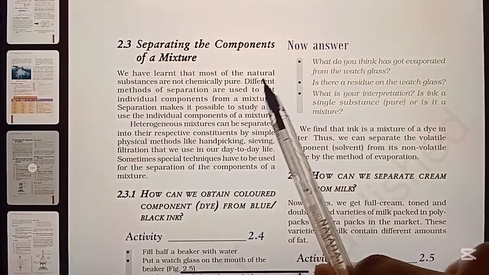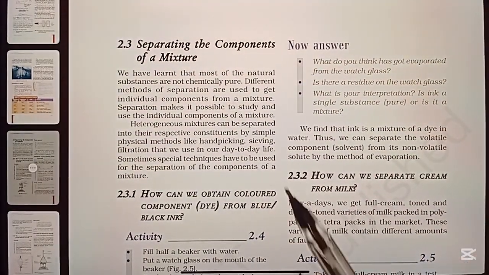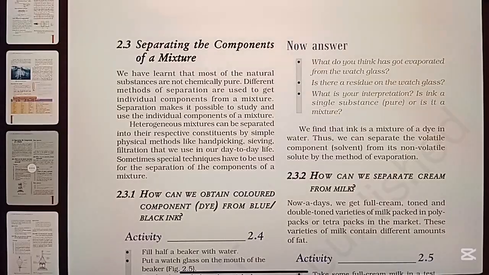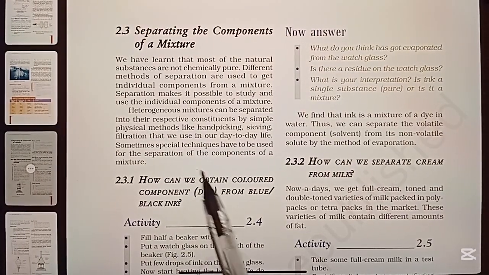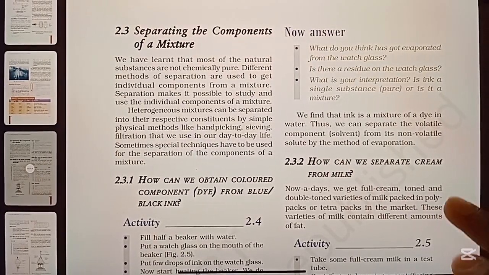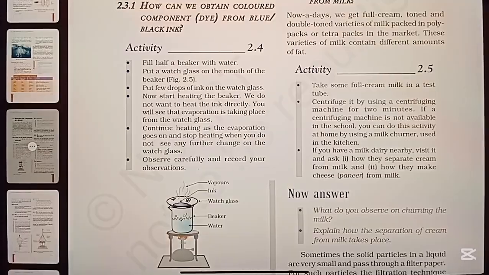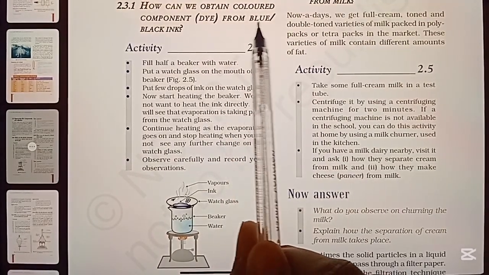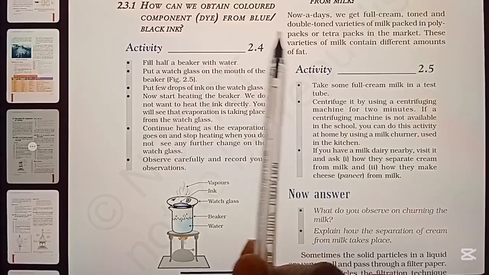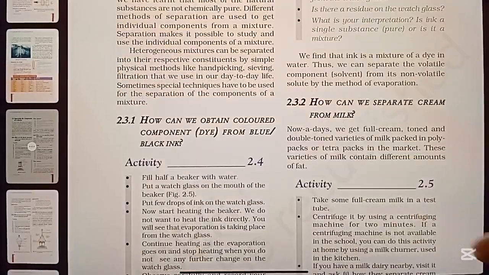Then we have separating of the components of a mixture. How can we separate these kinds of mixtures? Heterogeneous mixtures can be separated by hand picking, sieving, filtration, etc. Now these are all applications of the above mentioned things. That is, how can we obtain colored component, that is dye, from blue or black ink.